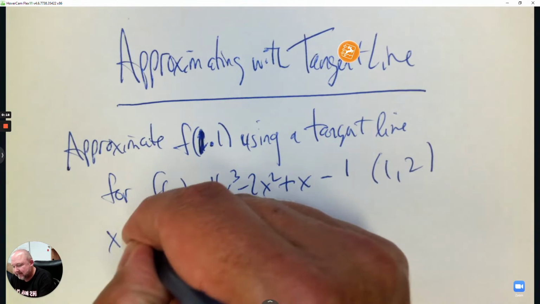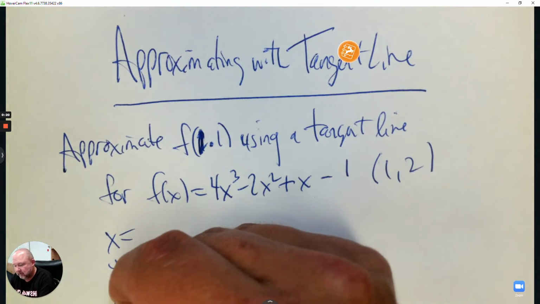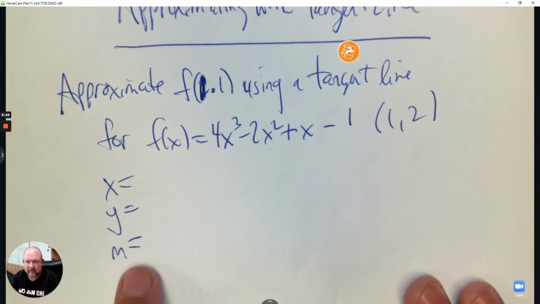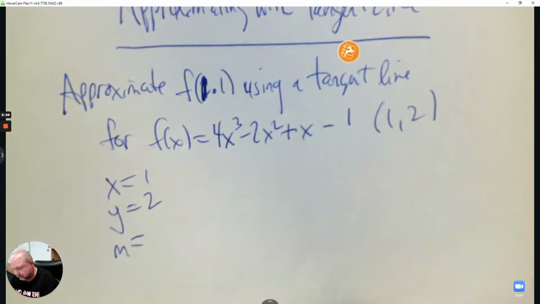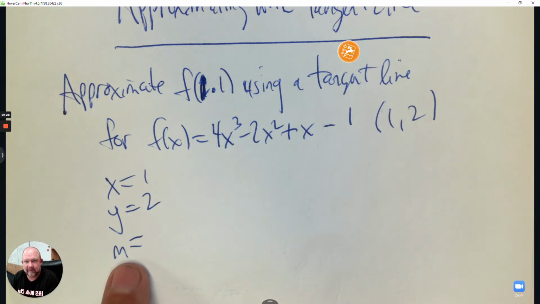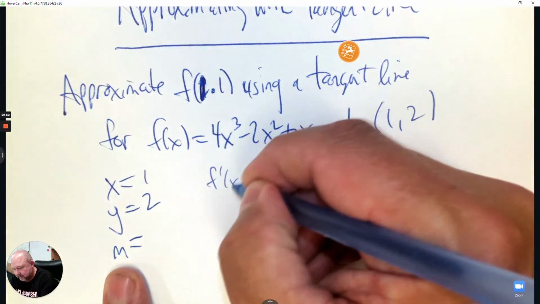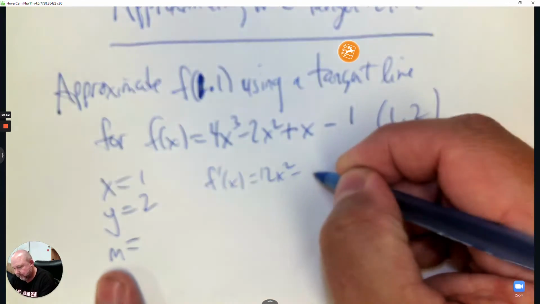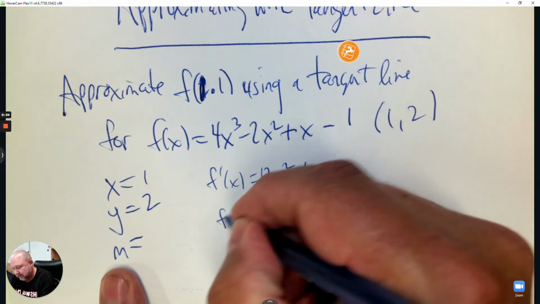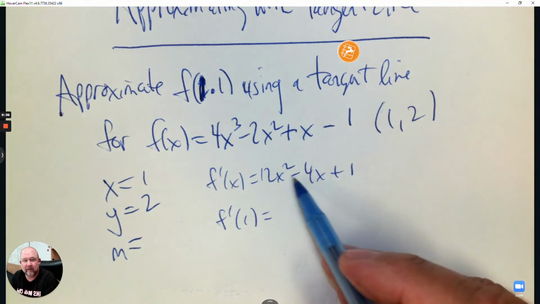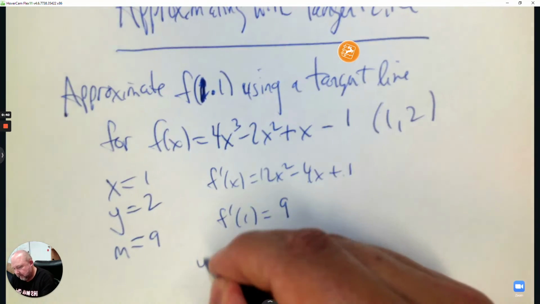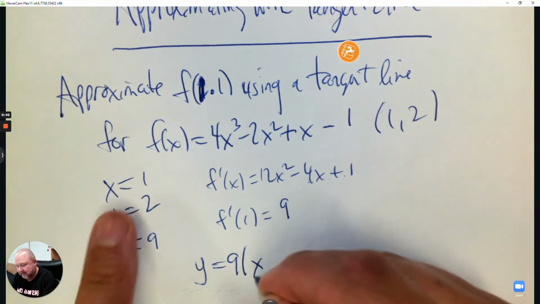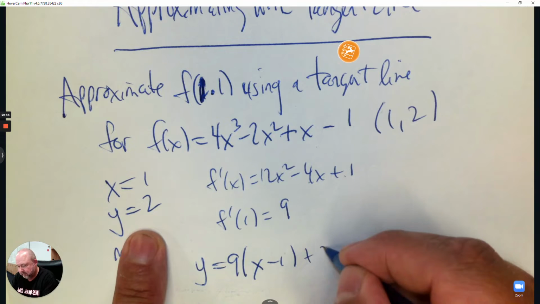So to find a tangent line, I need to do three things. I need to know what the x value is, the y value, and the slope. X and y are 1 and 2. The slope, well, that's found by taking the derivative and then plugging in the x value only. So 13 take away 4. So the tangent line would be 9, x subtract 1 plus 2.